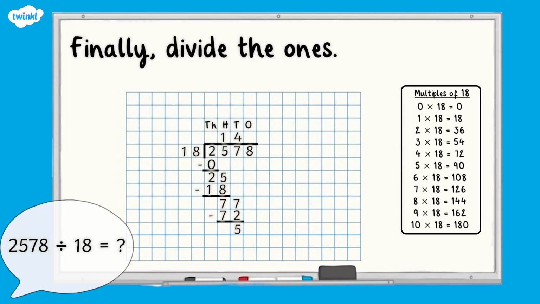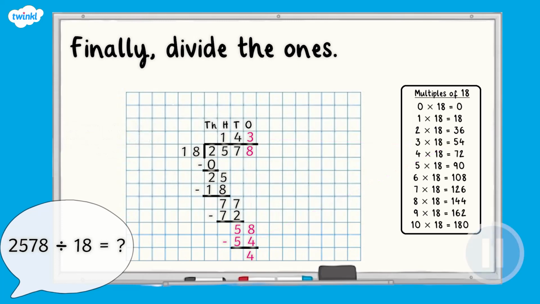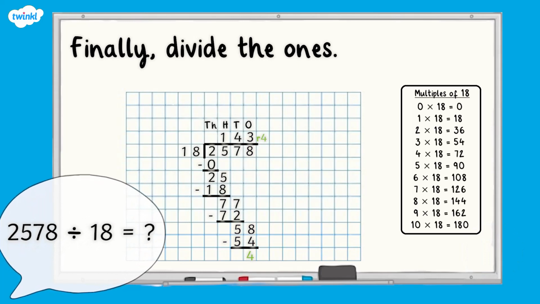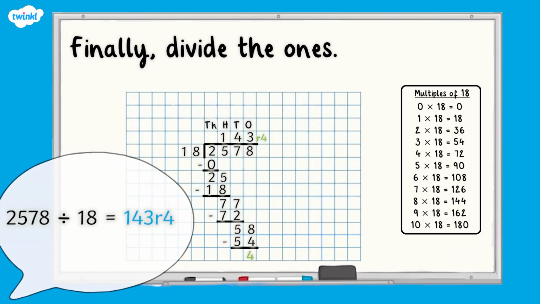And finally, divide the ones. Pause here to complete this step. 58 ones divided by 18 equals 3 ones, remainder 4 ones. Where do we write the remaining 4 ones? Excellent. 2,578 divided by 18 equals 143, remainder 4.